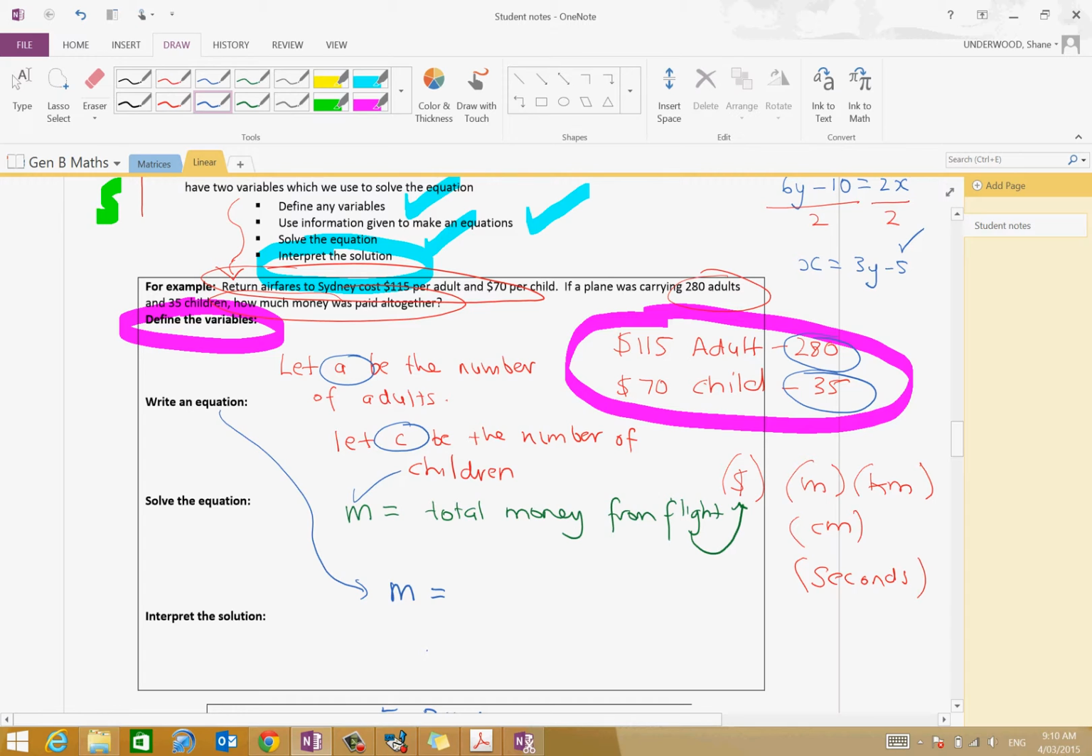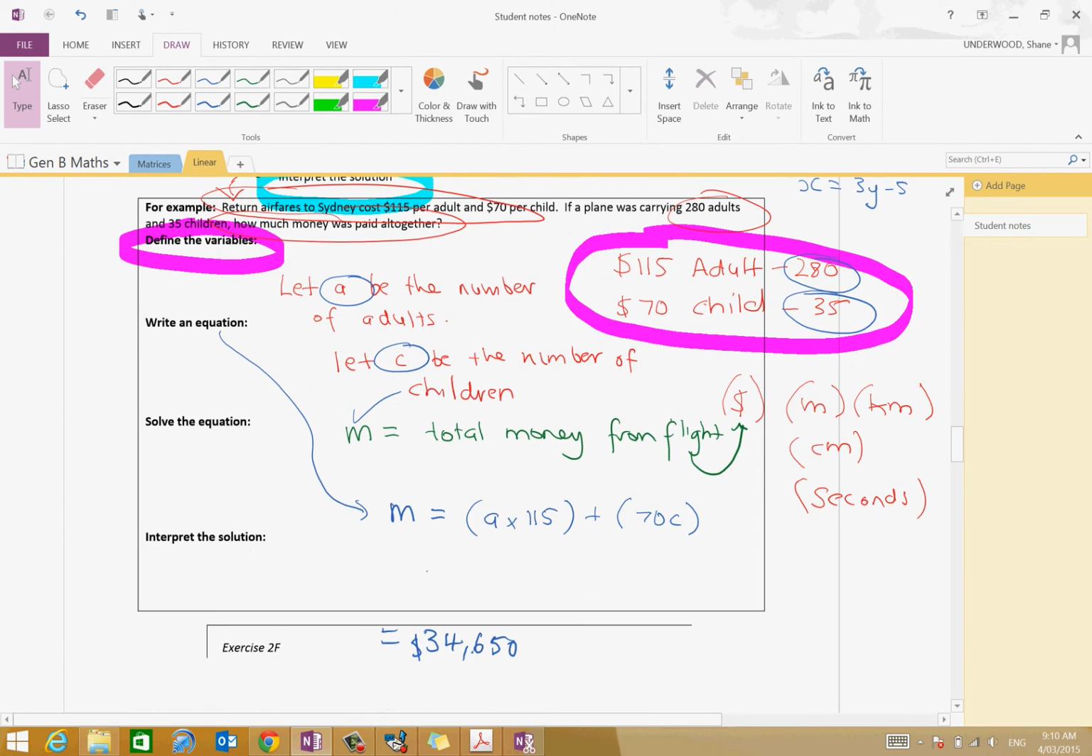I only need one equation. So A is equal to the number of adults. If I multiply that by 115, that's going to give me the money from all of the adults, plus $70 per child, so that's going to be 70C. So therefore, our equation is M equals 115A plus 70C, and that unit is going to be in dollars. However, technically there's a little dollar symbol here and a dollar symbol here, if you like.